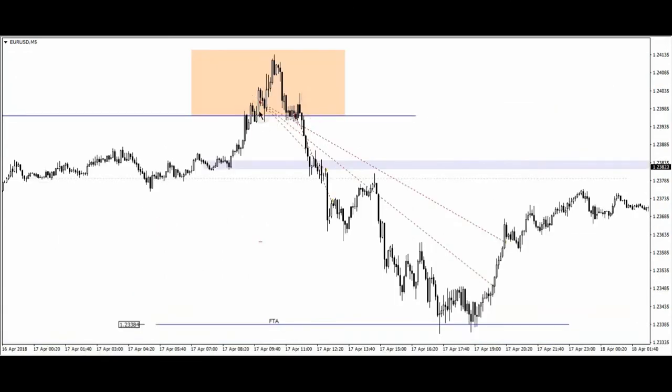Alright, cool. So this was a stop run. This was a run above the previous week's high, and as you can see, I was going short. You see where I marked out the first trouble area.